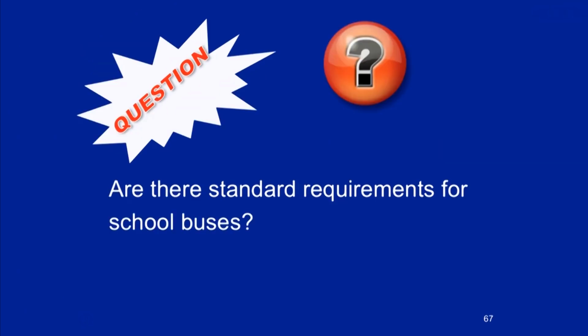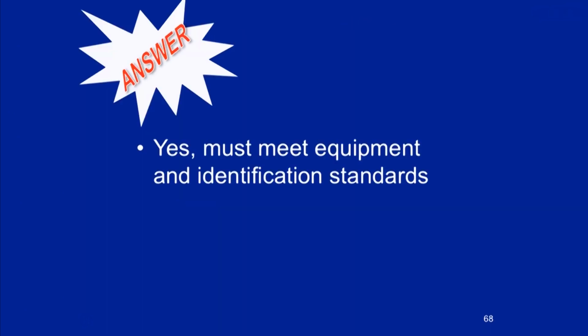Are there standard requirements for school buses? Yes, they must meet equipment and identification standards. Again, when you're loading and unloading students in the neighborhood, there is certain equipment that must be operating. And of course, in order for it to operate, it has to be installed. So that's where the equipment and identification standards come into play.